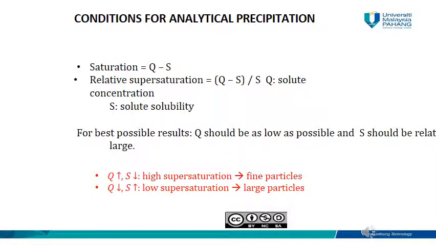The formula involved in the precipitation technique is what we call saturation. Saturation equals Q minus S. Q is the solute concentration, whereas S is the solute solubility. In this formula we can also calculate the relative supersaturation, which is Q minus S divided by S. So what did you expect when you calculate the saturation or the Q value?